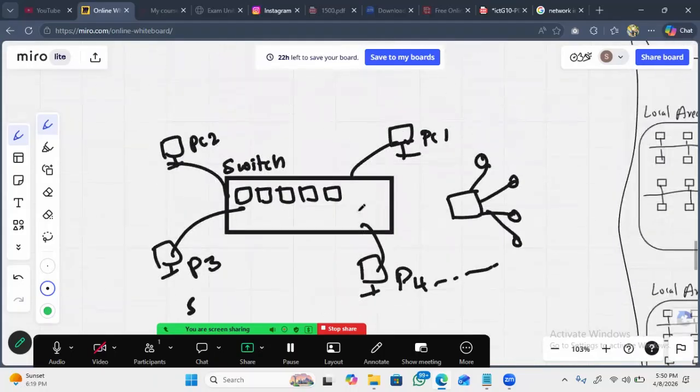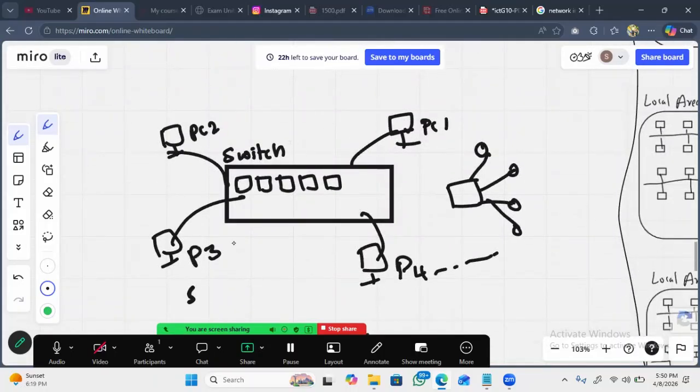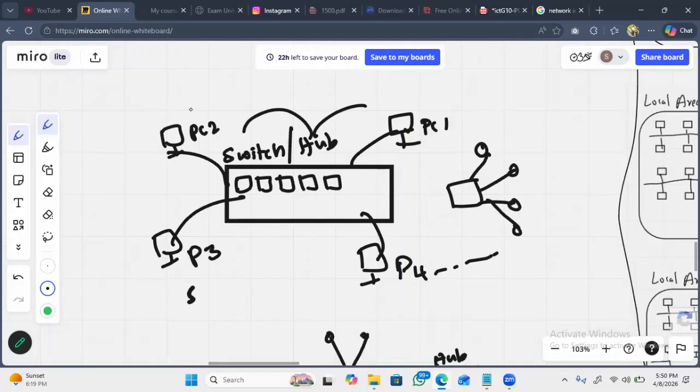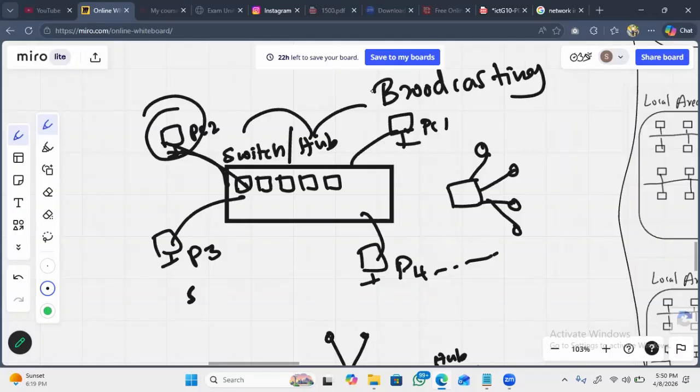So see, switches and hubs are very important. There's a difference between switches and hubs. The difference is that a hub is like a gossip, telling everything to everyone. If PC2 wants to send a message, he sends the message to the hub. Assume this is a hub. The hub sends that message to everyone. That process we call broadcasting. So what is the hub doing? Broadcasting. He's telling the message that he gets to everyone.